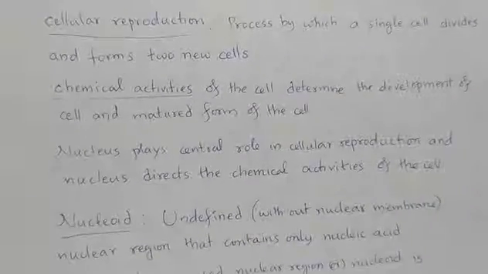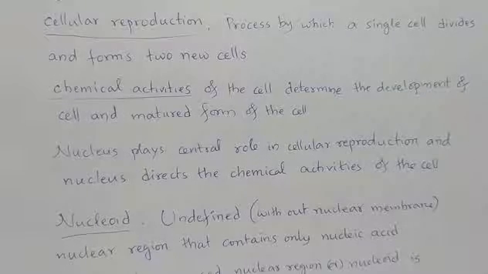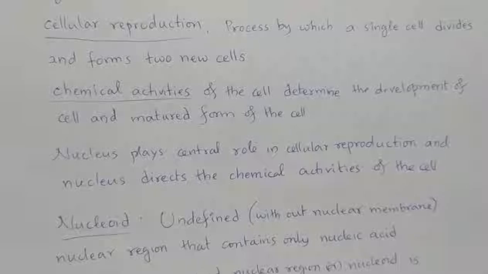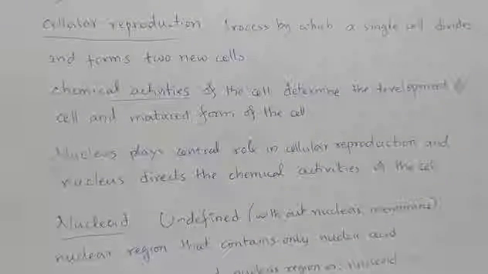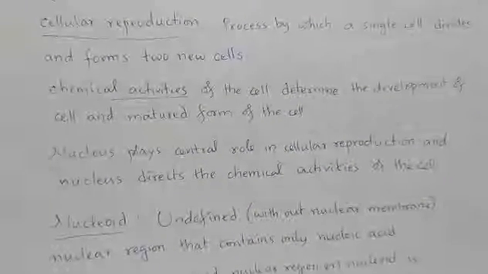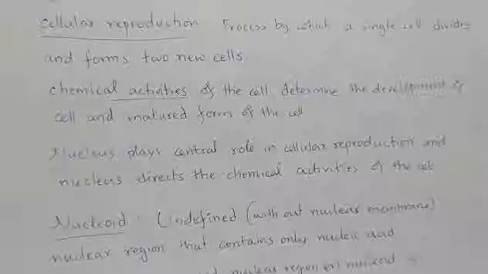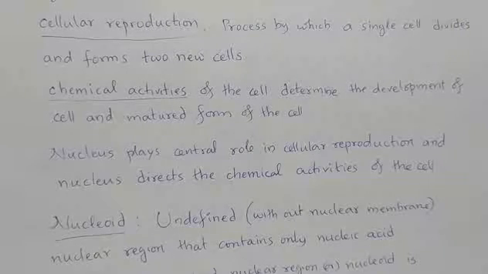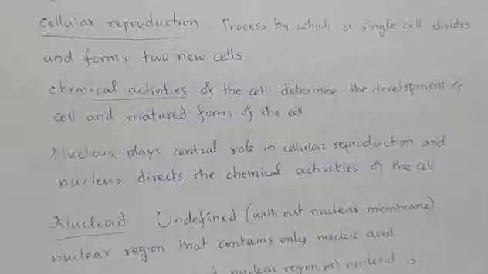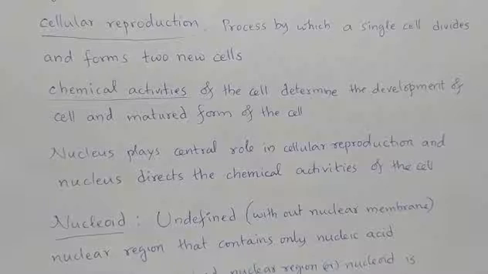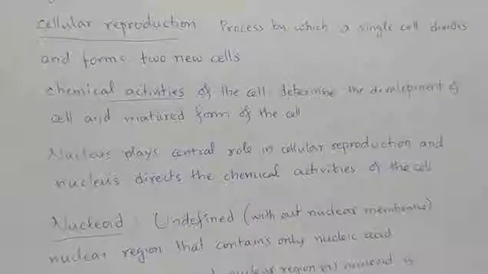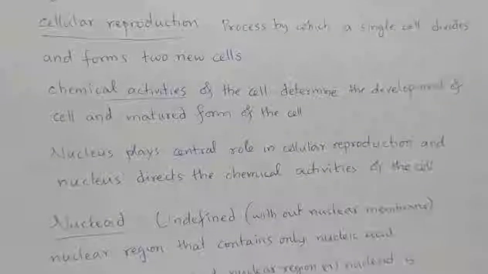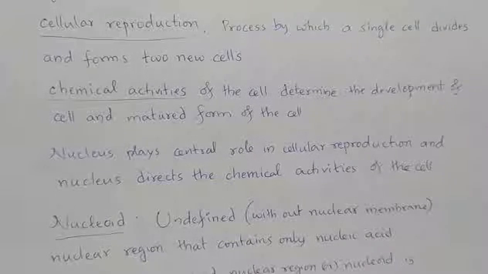Cellular reproduction. What is cellular reproduction? We know the reproduction of organisms is the formation of new organisms from already existing organisms. That is normal reproduction. And what is cellular reproduction? A process by which a single cell divides and forms two daughter cells, or two new cells, is known as cellular reproduction.